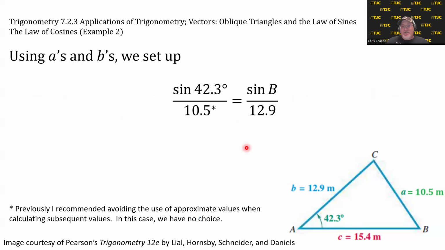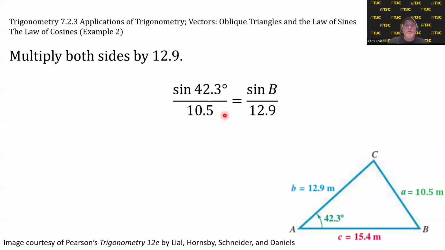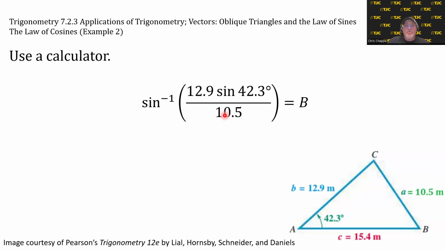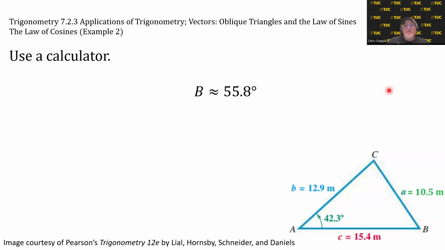Since B is less than C, we use the law of sines to find angle B. Using A's and B's, we set up sine of 42.3 degrees over 10.5 equals sine of B over 12.9. I do want to point out that 10.5 is an approximate value, and I recommend avoiding using approximate values when calculating subsequent values, but in this case, we have no choice if we're going to use the law of sines. So we're going to multiply both sides by 12.9. That'll put the 12.9 on the top of the fraction on the left. And then we'll take inverse sine of both sides to get angle B. And then we'll use a calculator, and we'll get that B is approximately 55.8 degrees.